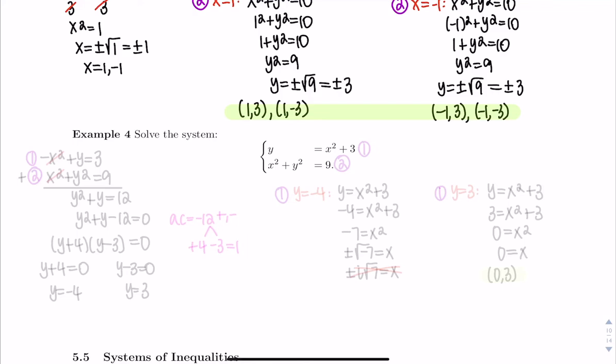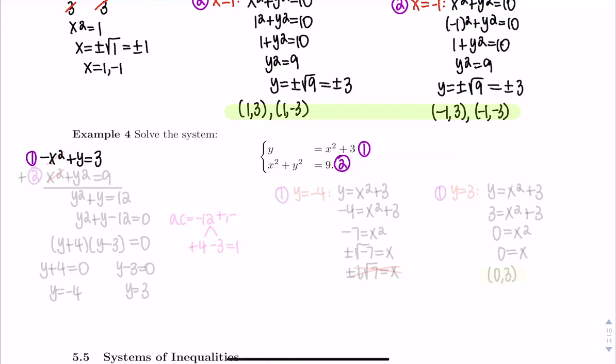Alright, so let's go ahead and label our equations. This one might look like a good one for substitution. However, when I plug in, I would end up with a 4th degree equation, which we don't know how to solve yet. So I'm going to rewrite equation number 1 so that my variables are on one side. And so let's subtract x squared from both sides. And you get negative x squared plus y equals 3.